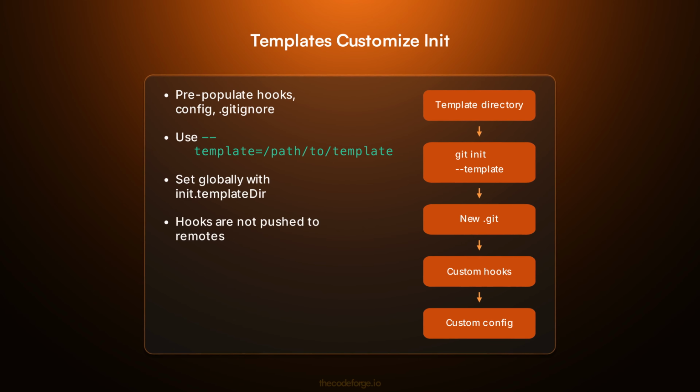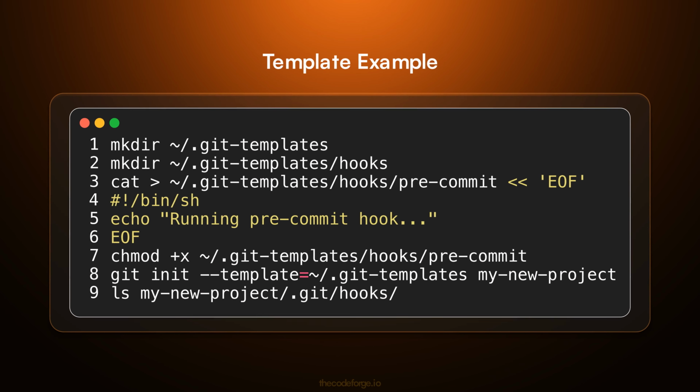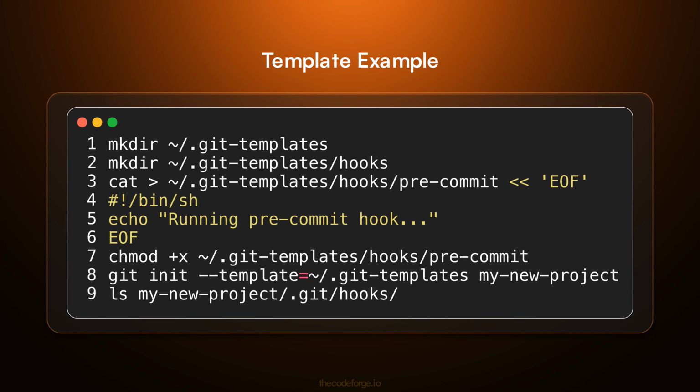Templates let you enforce company policies from the start, like a pre-commit hook that checks for ticket numbers. Create a template directory with a pre-commit hook, then use it when initializing a new project.